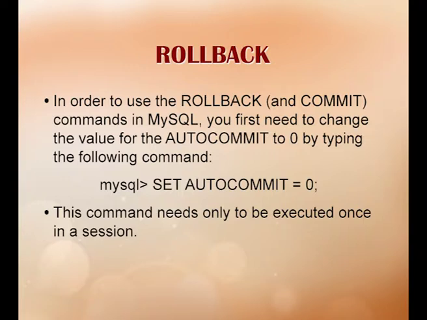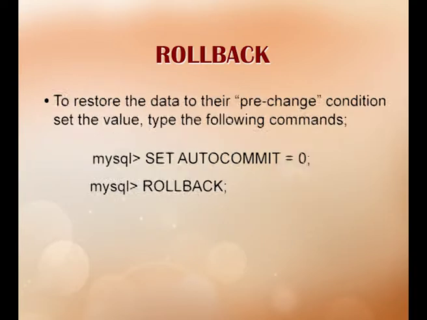In order to use the rollback command in MySQL, first of all you have to set autocommit to 0. So, there is a command called set autocommit = 0. I have to give this command, and it only needs to be executed once in a session, and later on I can use the rollback. So, just see, in order to restore the data to the pre-change condition, first I have to give set autocommit = 0, and then I can give the rollback command.